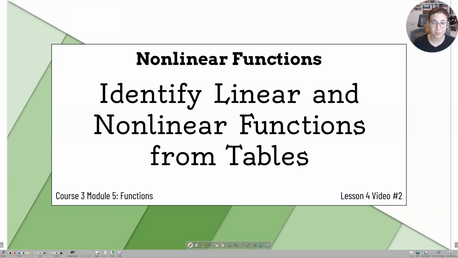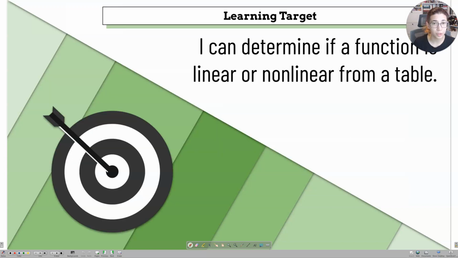Hello, mathematicians. In today's video, we'll be identifying linear and nonlinear functions from tables. By the end of today's video, you should be able to say, I can determine if a function is linear or nonlinear from a table.